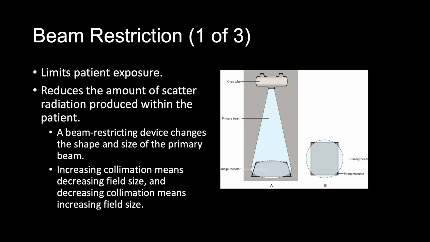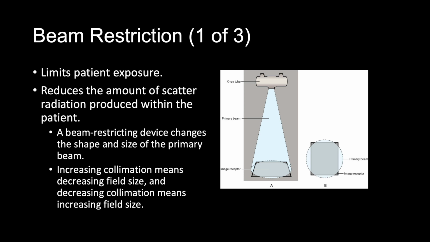It is up to you, the radiographer, to limit the X-ray beam field size to the anatomic area of interest. So beam restriction serves two purposes. It limits patient exposure and reduces the amount of scatter radiation produced within the patient.